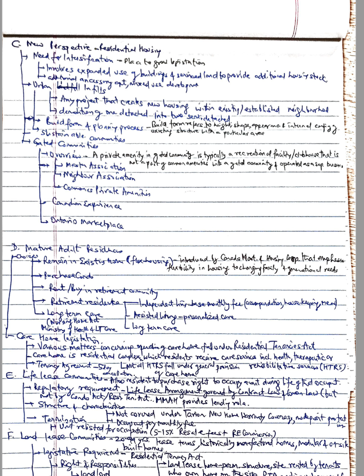Built form and the planning process. Built form refers to the height, shape, appearance, and internal configuration or the design of existing structures within a particular area. Municipalities, in reviewing existing densities, property uses, and zoning requirements, take built form into consideration as a part of the official planning review process. Built form shapes our impression of a city, a neighborhood, or a specific development.